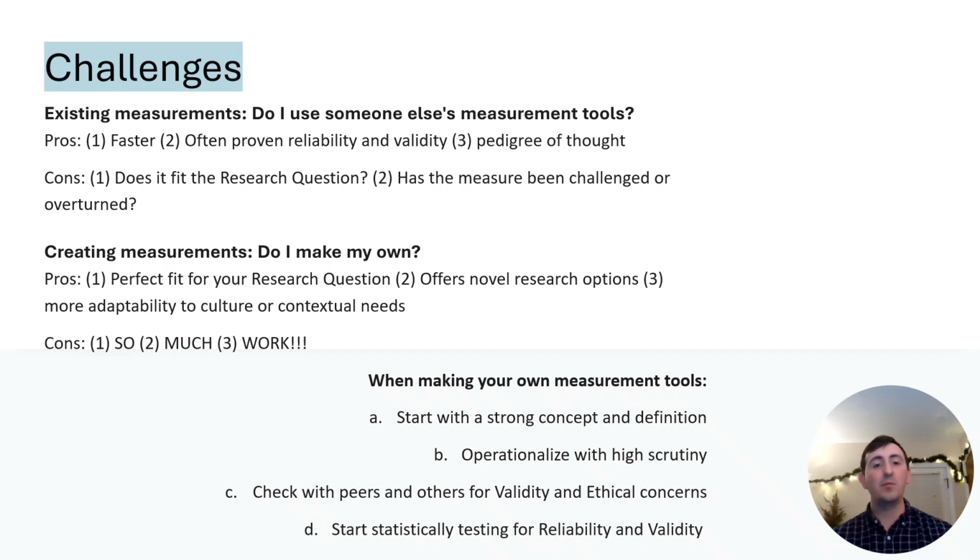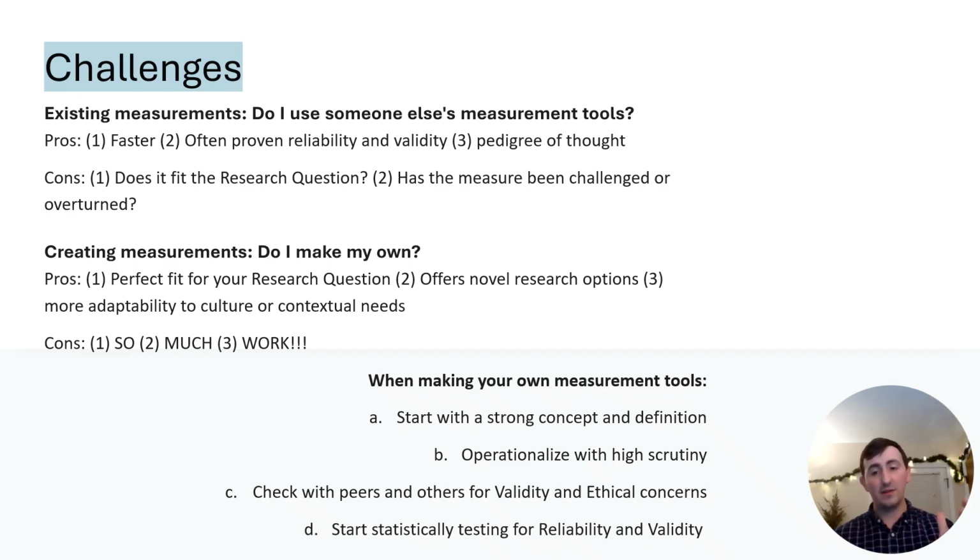To make a reliable and valid tool takes not just work on your own part, but you have to work with other people to make sure that all the cultural contexts are considered. You have to work with other peers to make sure that your operationalizing is strong. Some people have to go through several series of publishing the tool in the first place, which is its own process, and then going through the statistical analyses of reliability is also a lot of work. Making your own measurement tool is not something to be taken lightly.